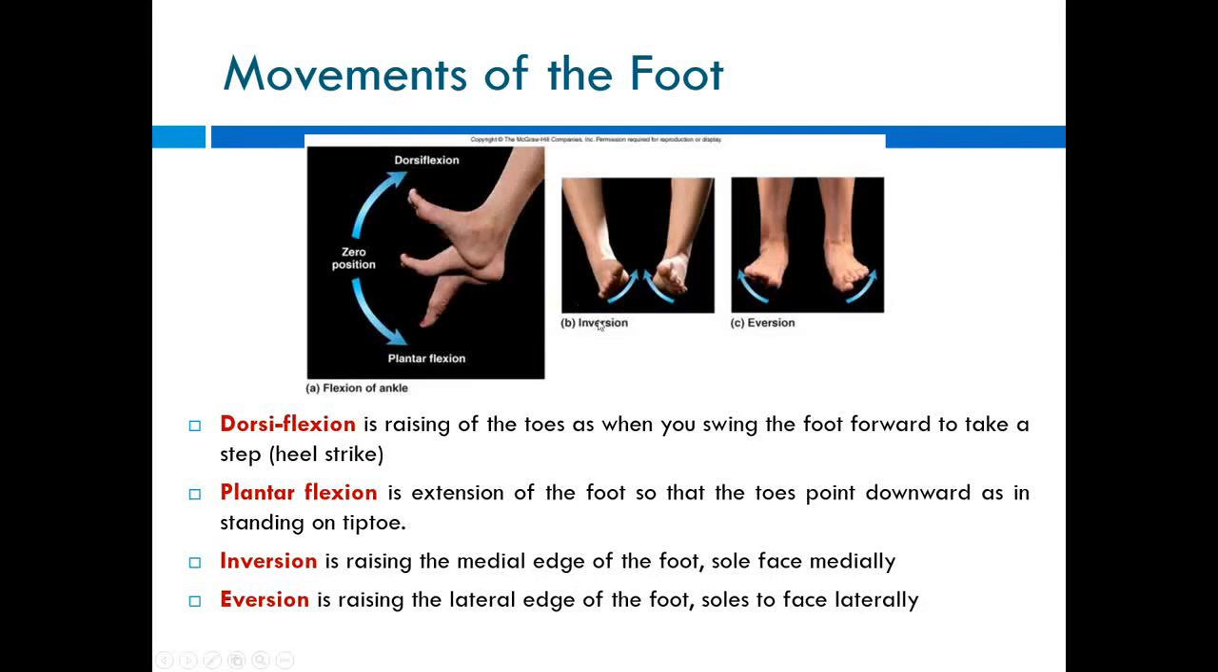Then the movements of the foot. Dorsiflexion, you can see this is the foot, and this is the dorsal surface, and this is the plantar surface. When you are pushing your dorsal surface above, this is called the dorsiflexion obviously, and when you are moving or pushing your plantar surface downwards, that is called the plantar flexion, and this is the neutral position or the zero position. So dorsiflexion is raising the toes as when you swing the foot forward to take a step like heel strike. During walking we always put our heel first, then our toes. So dorsiflexion is very important when you are walking.